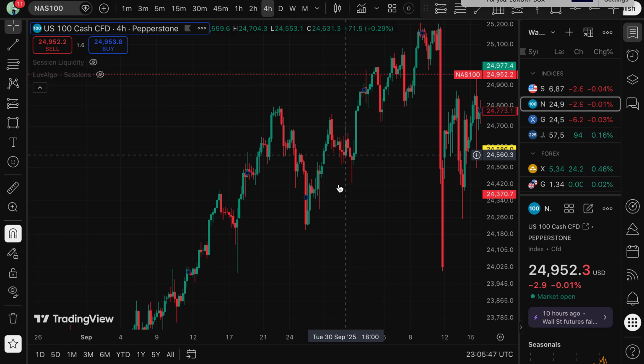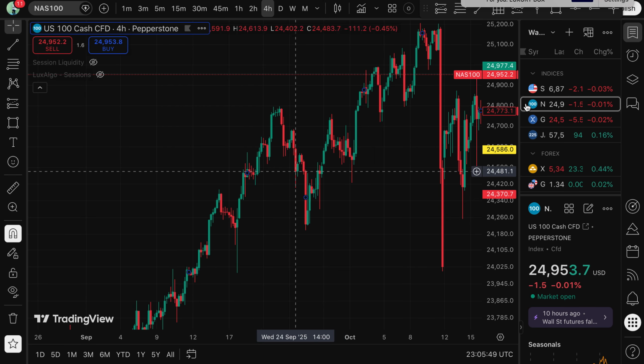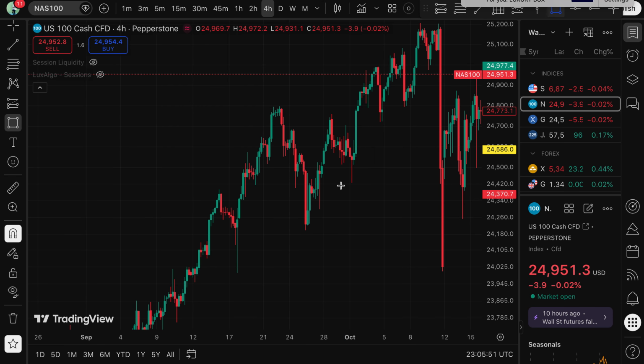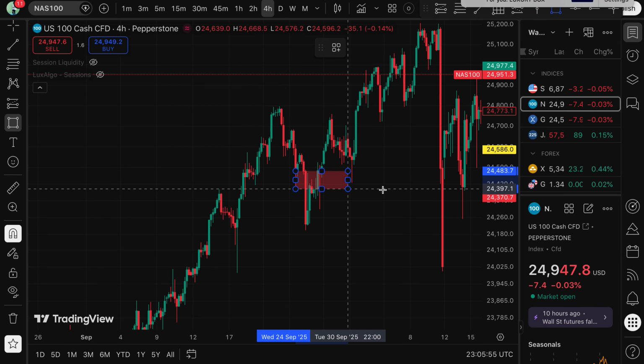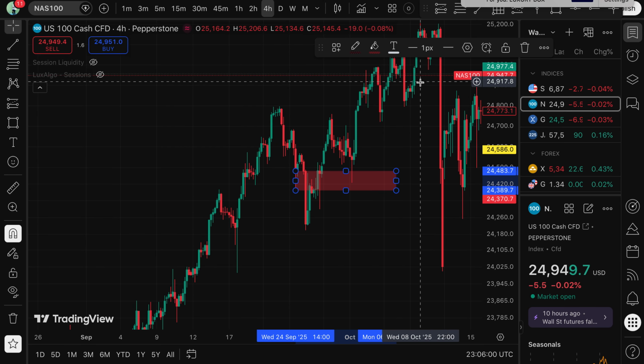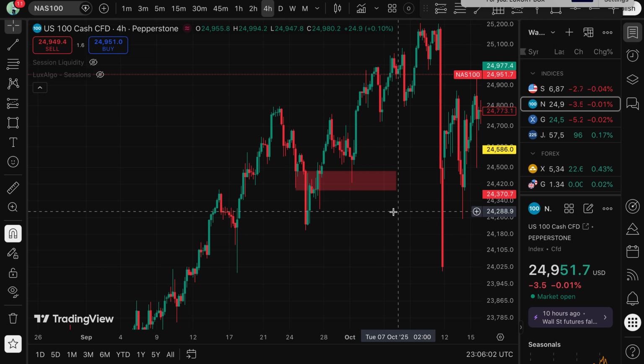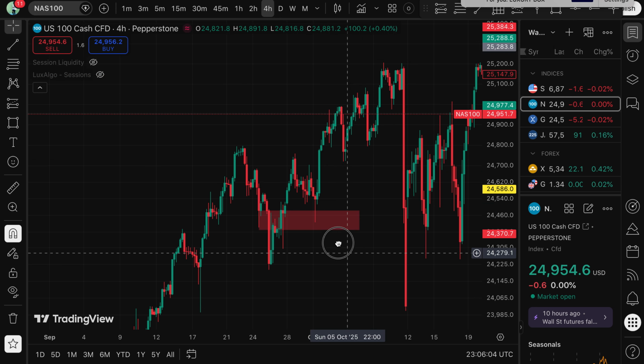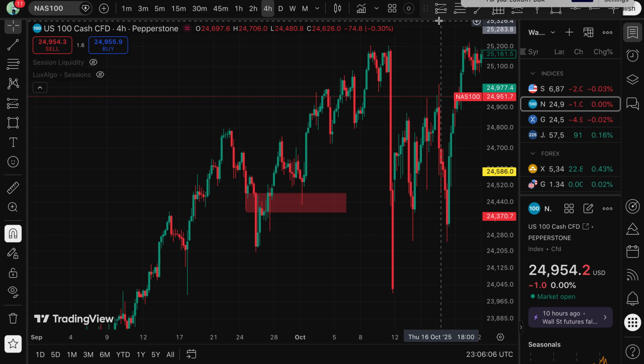Now came down to mitigate this reclaim block. Look at the reclaim block it mitigated. This particular reclaim block. So this is a Quasimodo continuation pattern. It mitigated this reclaim block and started pushing heavily towards the upside. So if I am to trade this continuation pattern, what will I do?